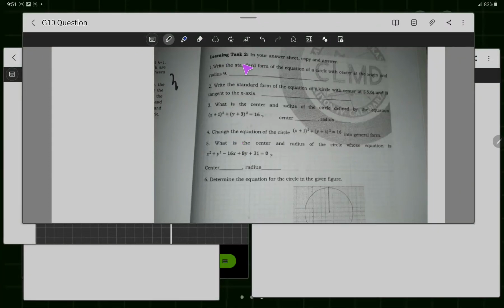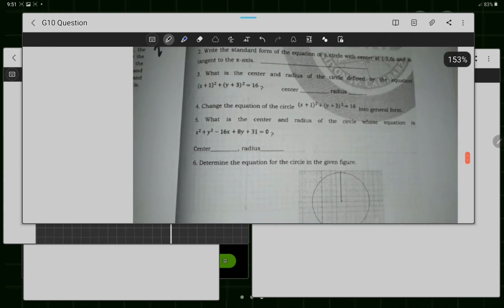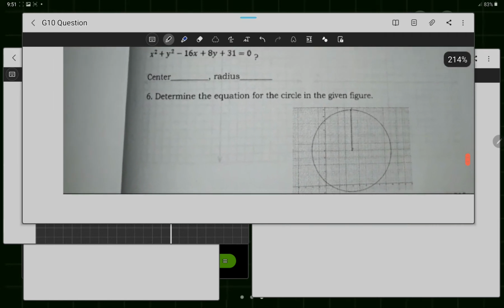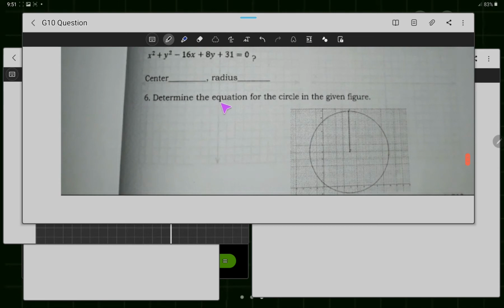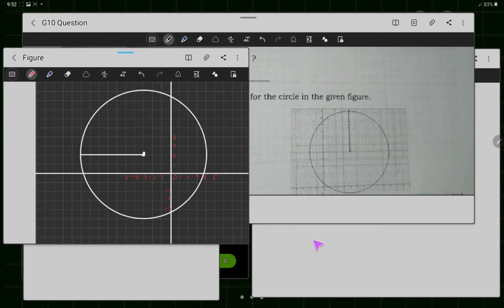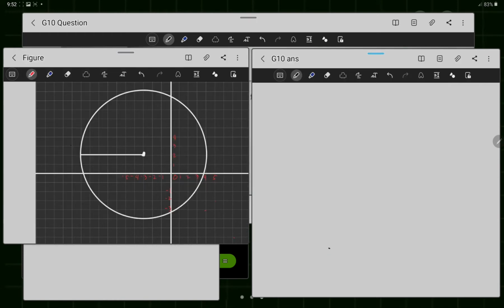Ngayon, learning task po tayo, number 6. So dito meron tayong, okay, determine the equation for the circle in the given figure. So may figure dito na given. So bigyan ko ito ng example, ganito. So dito meron tayong figure.